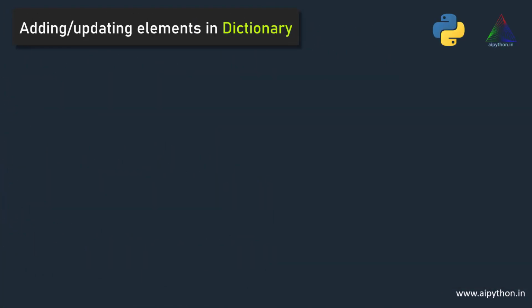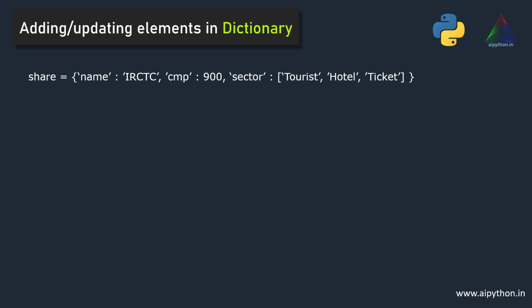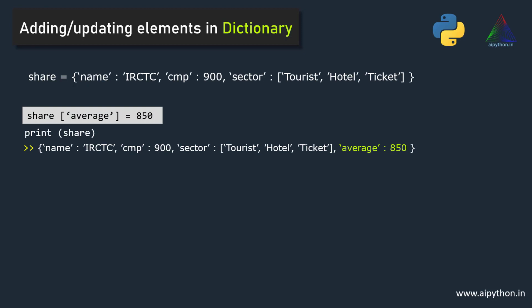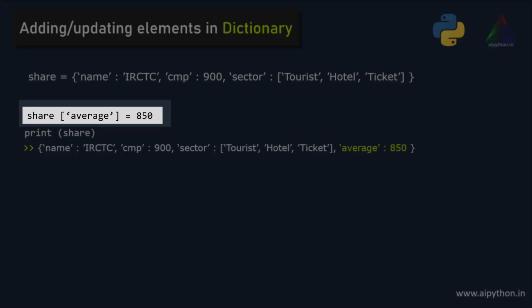So moving ahead, we'll see how to add and update elements in the dictionary. So we'll take the same example of share, which has name, CMP and sector as keys, and IRCTC, 900 and this one as values. So let's say we wanted to update or add a new key-value pair to the dictionary. How can we do that? If we write share, the name of the dictionary, with some key and equal to some value, this is the syntax that we will use to add or update an element in the dictionary.